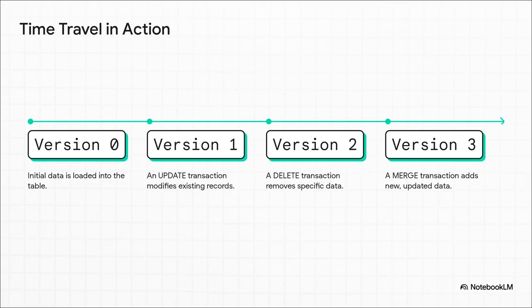And here's that time travel feature in action. It's so cool. Every transaction that gets written to the Delta log creates a brand new, permanent version of your table. So version 0 might be when you first load the data. Then an update creates version 1. A delete operation creates version 2, and so on. And with a really simple command, you can literally ask Delta Lake, hey, show me what the data looked like at version 1. It's the undo button for your entire data lake, brought to life.